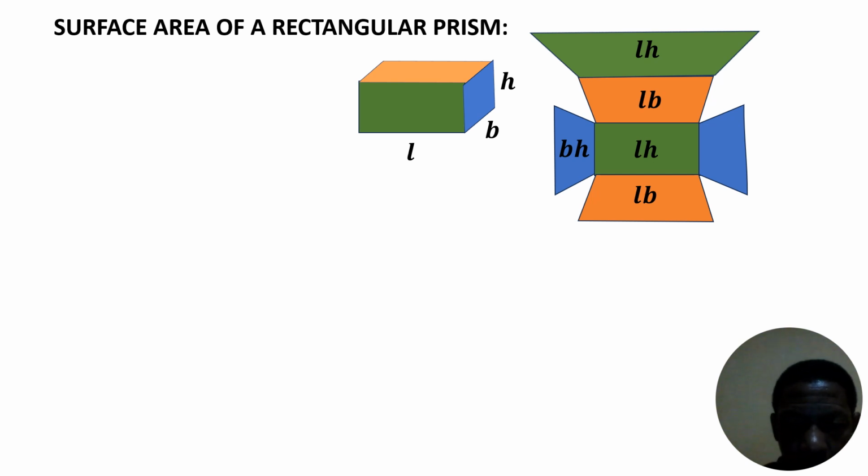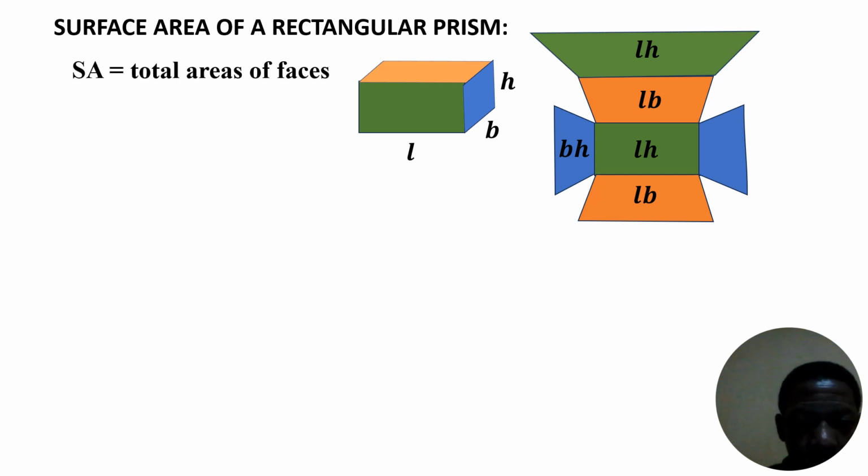And then we're also going to have the face of the area length times breadth. So length times breadth, it will be the top face as well as the bottom face. And then lastly, we are going to have the face breadth times height. Breadth times height, we will have one on the left hand side and the other on the right hand side. Hence, what you see here, it is the net of the rectangular prism with those 6 faces.